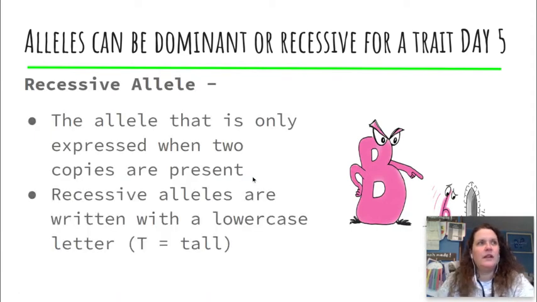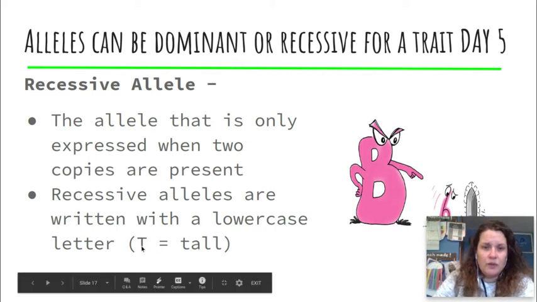Then we also have these alleles that are recessive. A recessive allele is only expressed when there are two copies of it present. So meaning like, the recessive he found was short plants. So if he bred a short plant with a short plant, he's going to get more short plants. The recessive alleles are written with a lowercase letter.